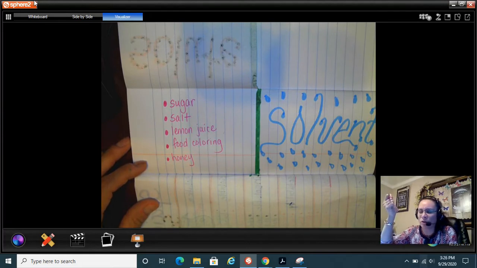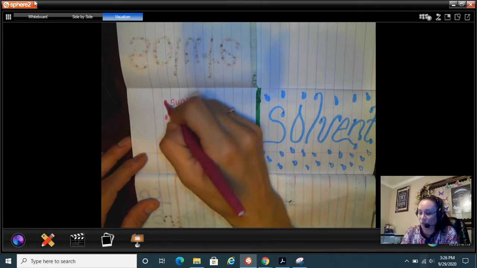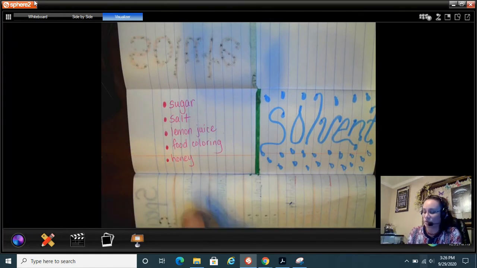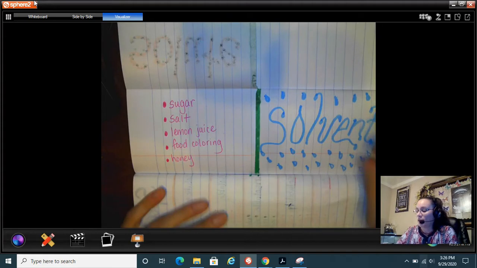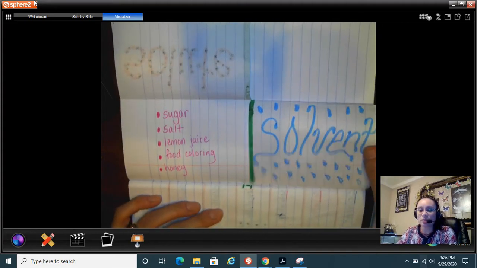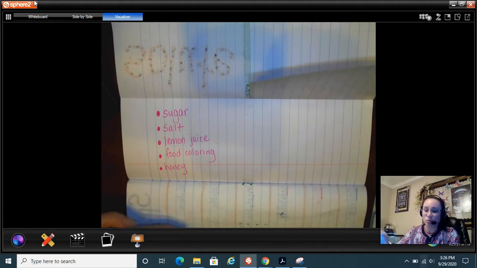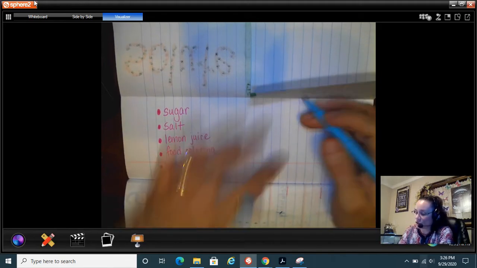You don't put the whole bottle of honey in your tea. No, you just put like a teaspoon of honey and it sweetens your tea. It also helps your throat. But here I have 1, 2, 3, 4, 5 examples of solutes. Okay. Inside the next door, which says solvent, that's really easy because that's just the water.